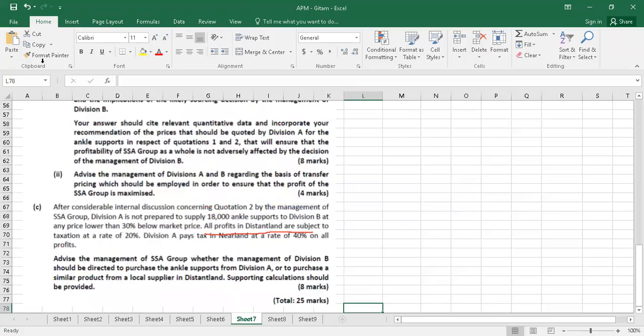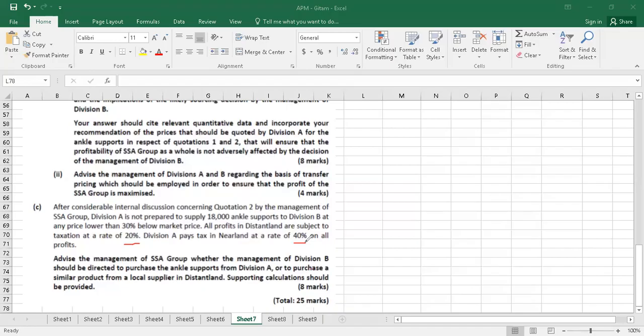We didn't read through that, but there is one important point here. EBIT: all profits in Distantland are subject to a tax rate of 20%. Tax rate in Nearland is 40%. There are two different tax rates in two different places. In Distantland, the tax rate is 20%. In Nearland, the tax rate is 40%. So if revenue is generated in Distantland, they are charged at 20%. But if revenue is generated in Nearland, they are charged at 40%.